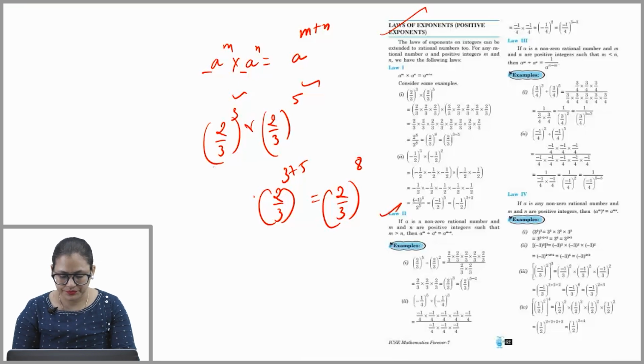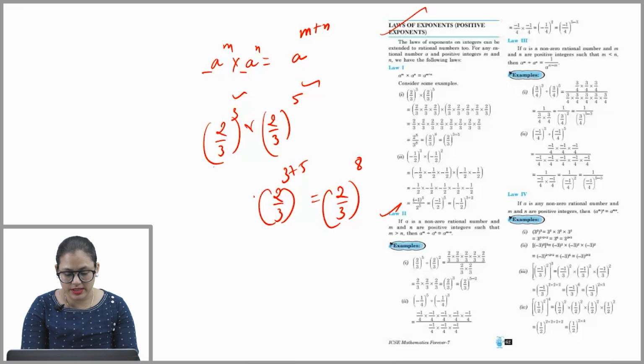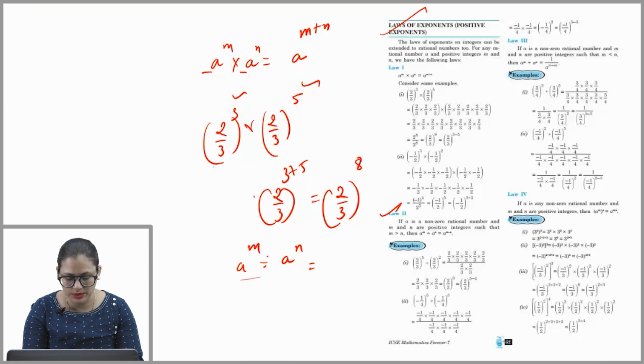Law number 2. If a is a non-zero rational number and m and n are positive integers such that m is greater than n, then a raised to the power m divided by a raised to the power n is what? This time bases are again equal, but there is a sign of division.